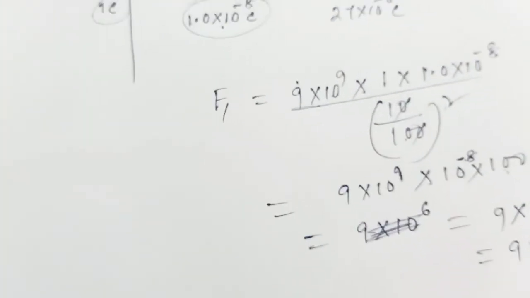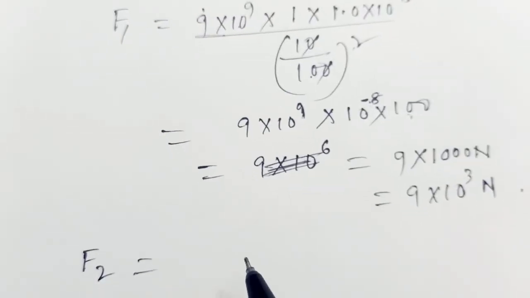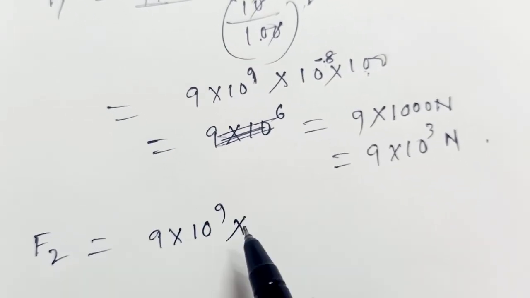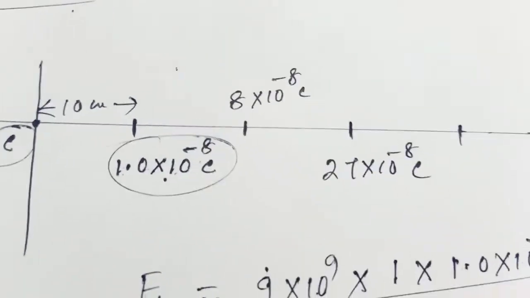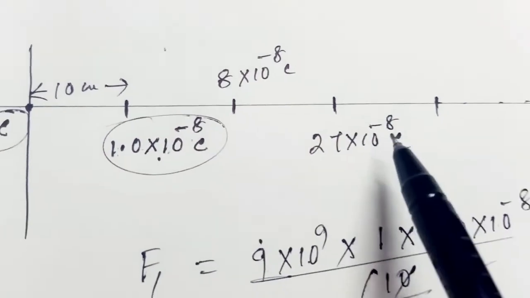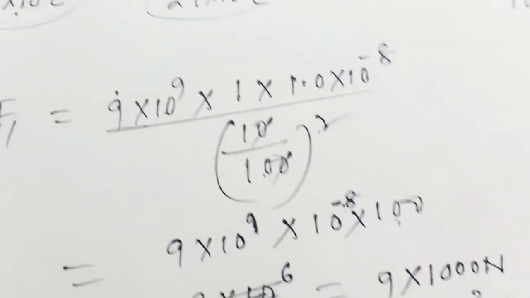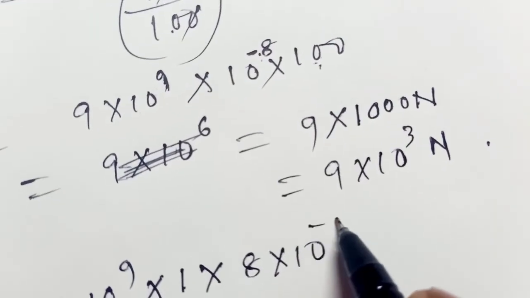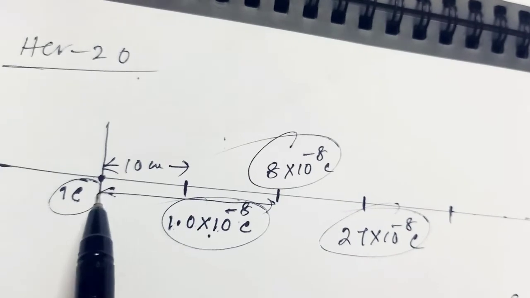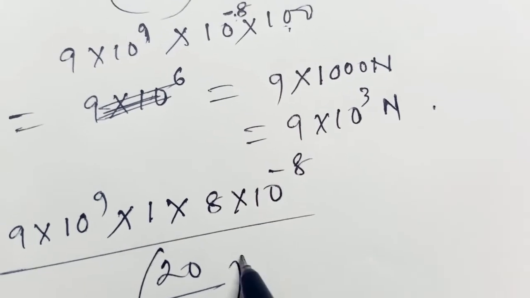Yes, if we calculate the second one, that is F2, then F2 equal to similarly 1 by 4 pi epsilon naught, 9 into 10 to the power 9 into Q1. Q1 means 1 coulomb into Q2. Q2 means this is the value 27 into 10 to the minus 8 into 10 to the minus 8, Q1 Q2 by R square. R square means this is the distance. There is 10 and 10, 20 centimeters. So 20 by 100 whole square.